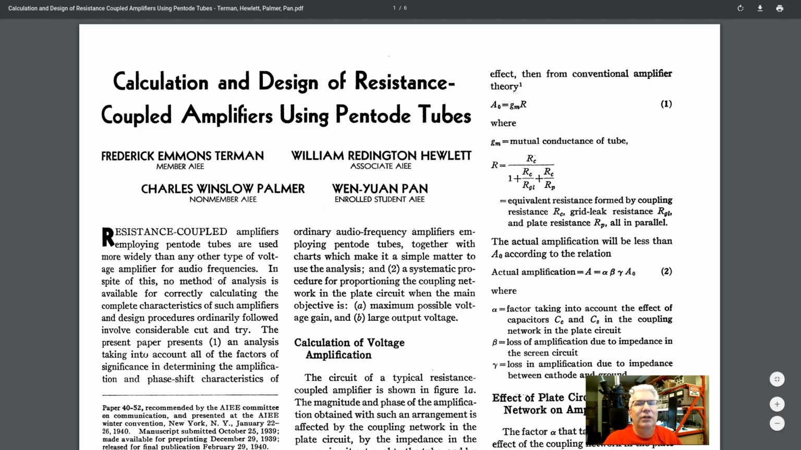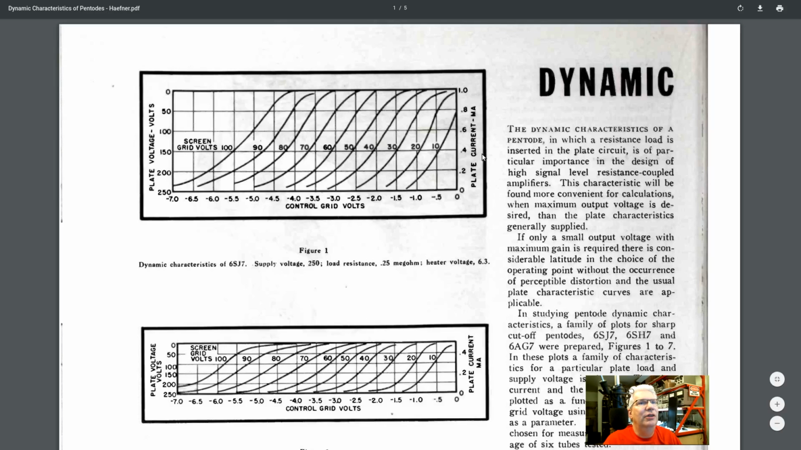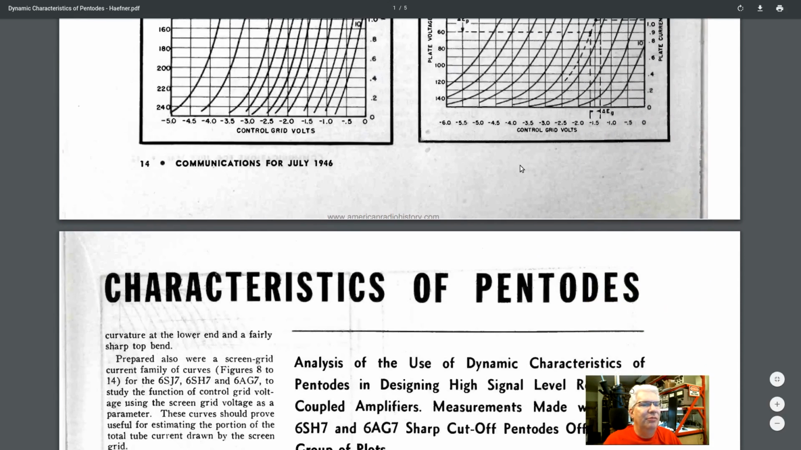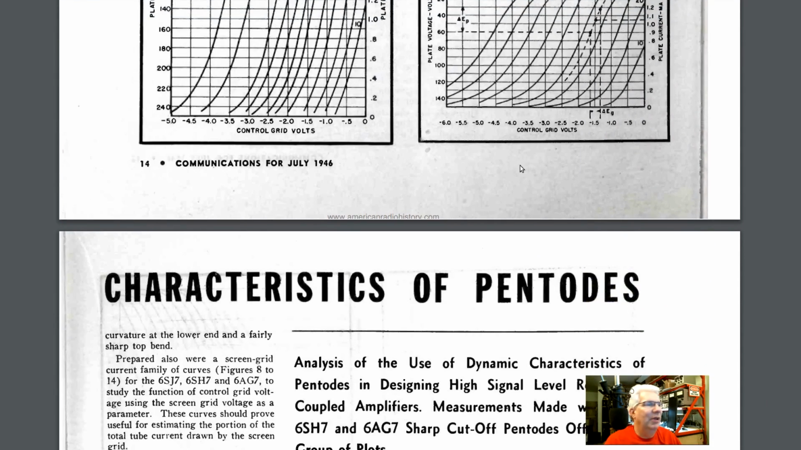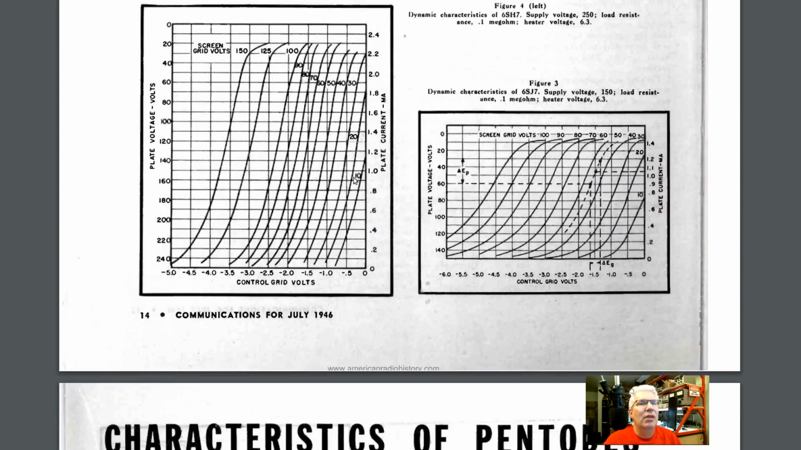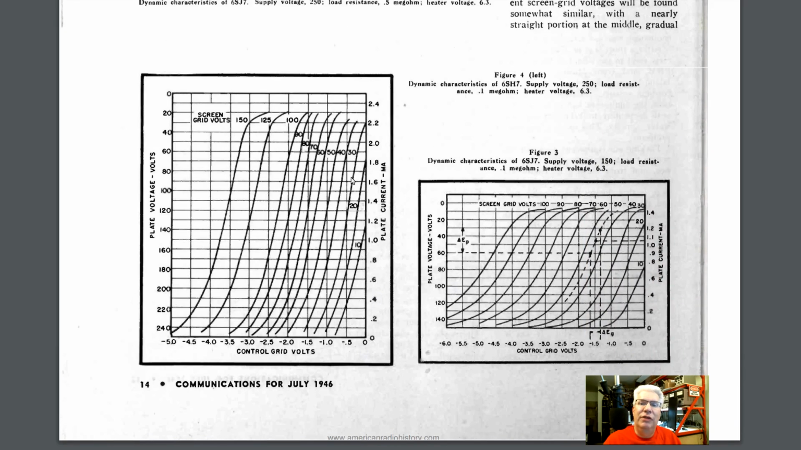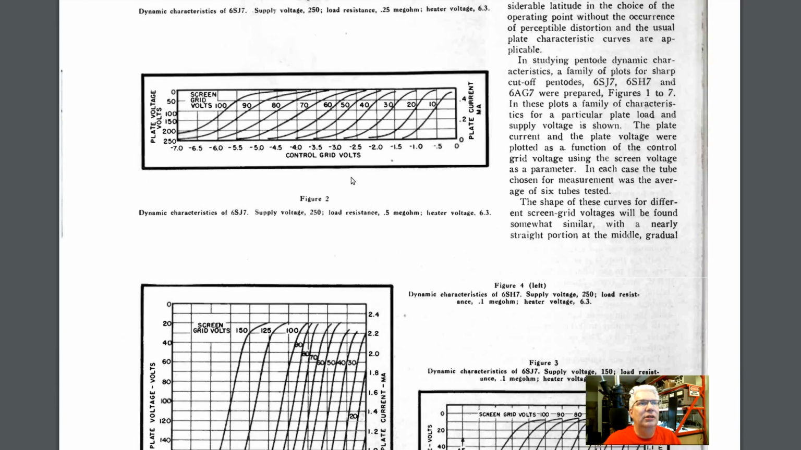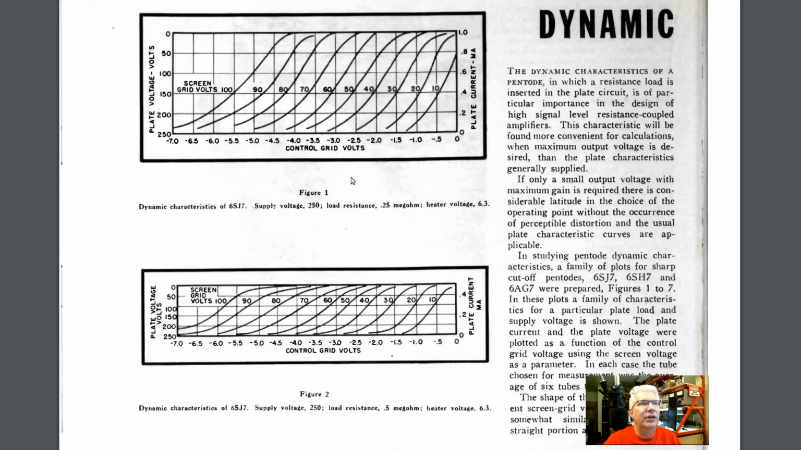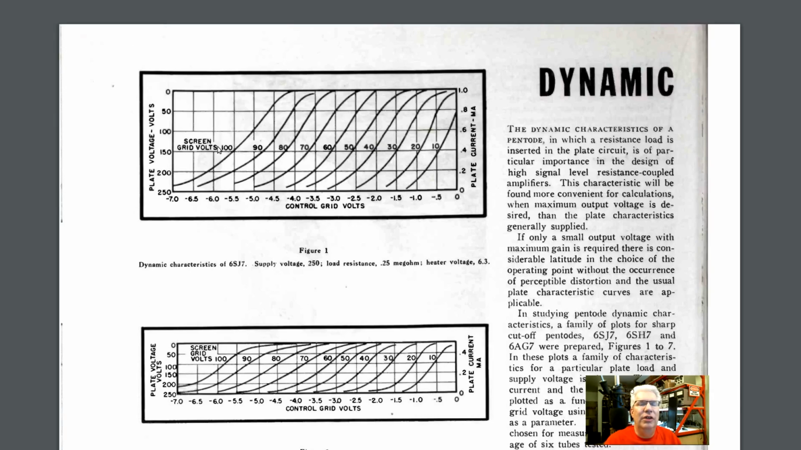This one is fairly difficult to read, but an easier one is this one called Dynamic Characteristics of Pentodes. This is a two-page spread out of a magazine, from Communications of July 1946, and this talks a lot about choosing different screen voltages as well as plate resistors itself, and what that actually does to the characteristics of it. And this is a curve that you don't often see in a data sheet.